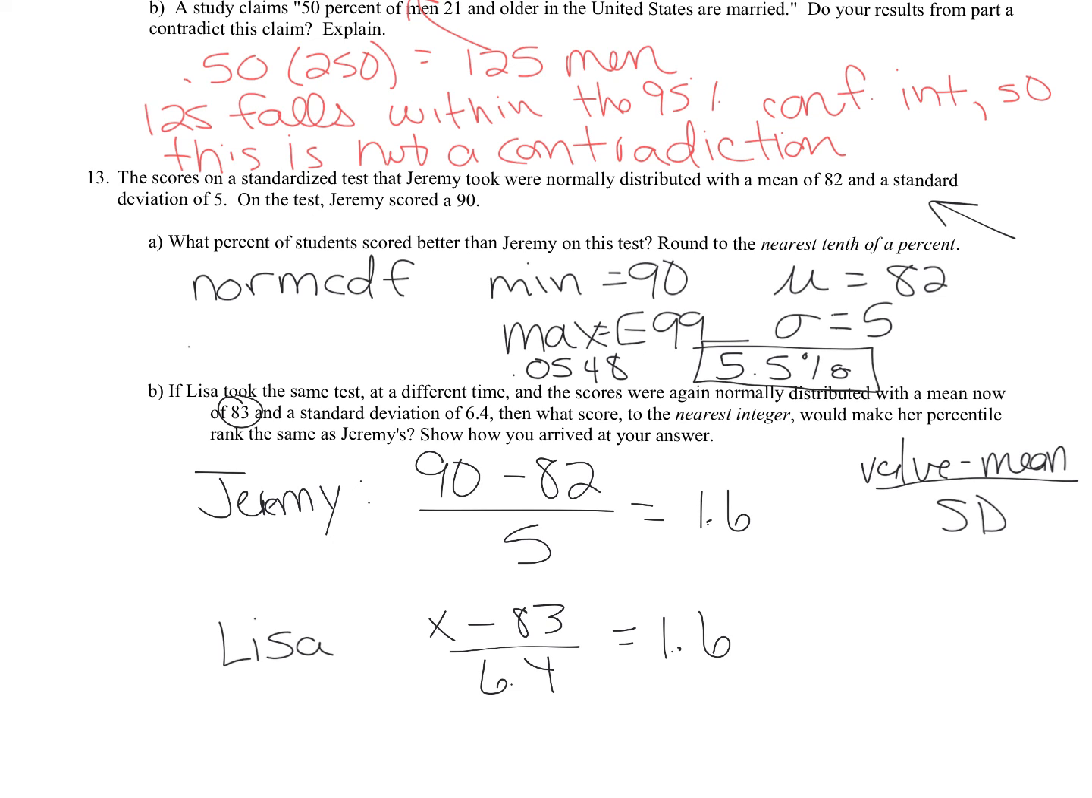If we cross multiply and solve this, we're going to get 10.24 equals x minus 83, and if we add it over, that means she would have to score a 93, it looks like, okay? If we round to the nearest integer to be equivalently ranked, and that's because on her test, people had a higher average, just 1 point, but the standard deviation was bigger, so she's going to have to do a little better to be at that same spot.